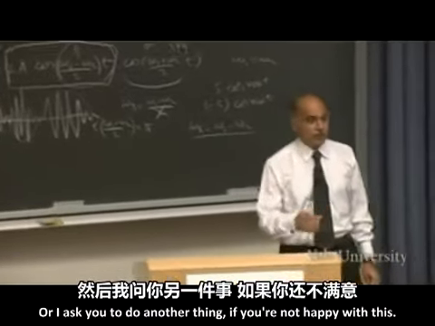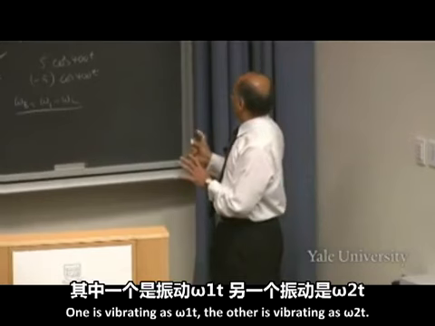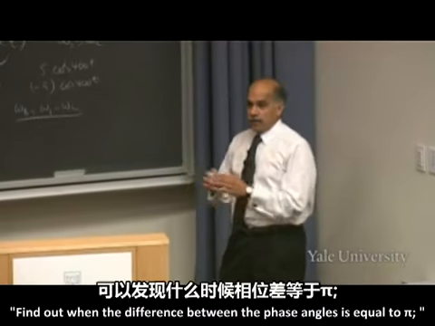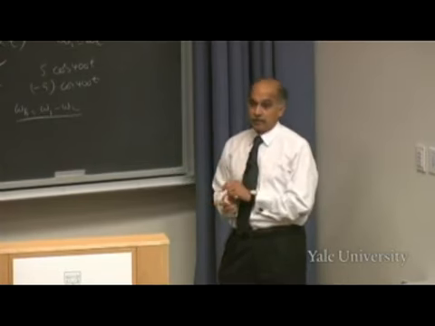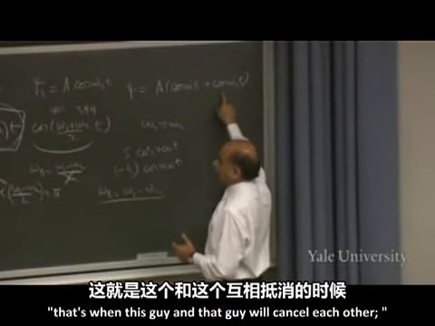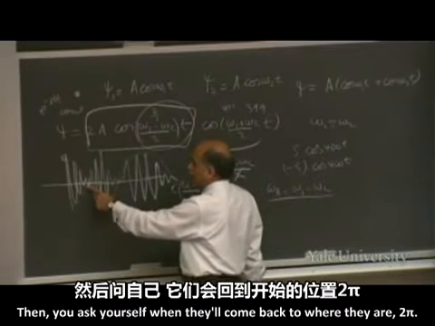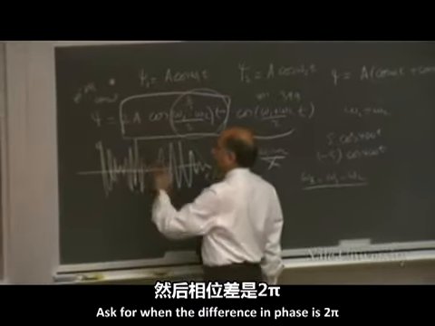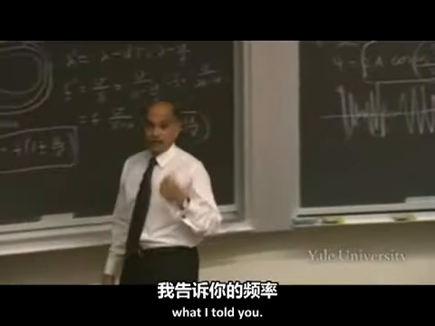Or I ask you to do another thing. If you're not happy with this, go home and do the following thing. One is vibrating at omega 1 t, other is vibrating at omega 2 t. Find out when the difference between the phase angles is equal to pi. Because that's when this guy and that guy will cancel each other. That's when you come here. Then you ask yourself when they will come back to where they are, 2 pi. Ask for when the difference in phase is 2 pi, and you will find that that occurs at the frequency, which is what I told you.